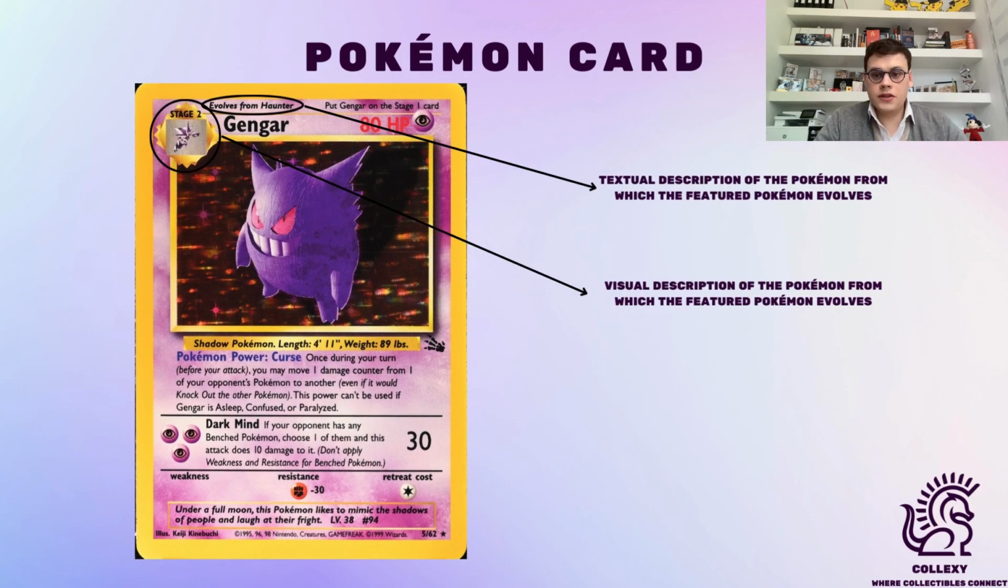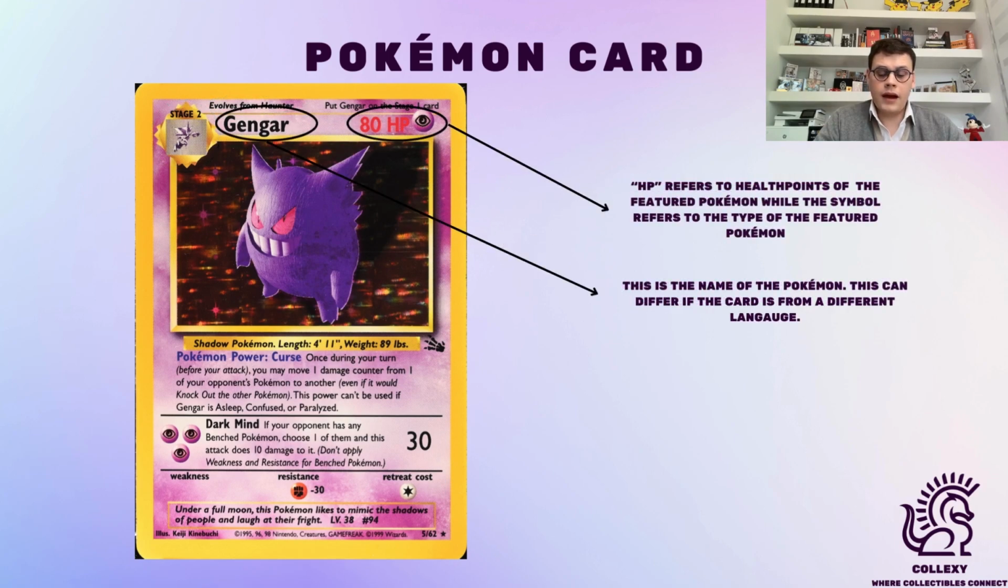So first we discuss the elements in the top left corner of the Pokemon cards, which is the visual representation and textual representation of the Pokemon from which the Pokemon that is featured in the art box will evolve. After that, we can see the name of the Pokemon and the health points, which is abbreviated as HP, with the type of the Pokemon. The name of the Pokemon can differ based on the language in which the card was printed.